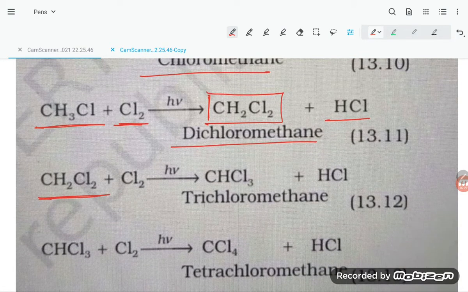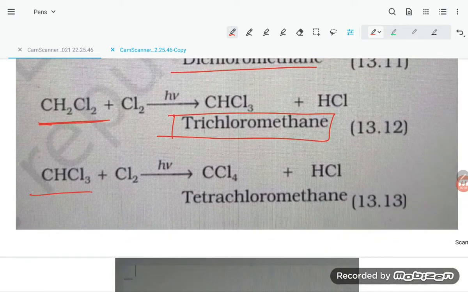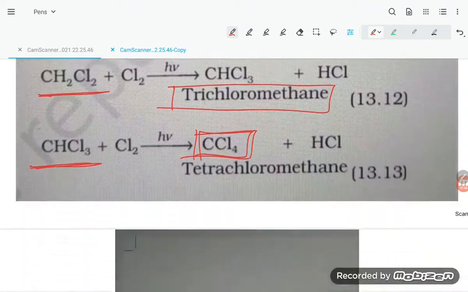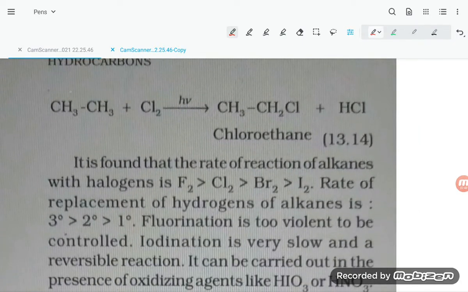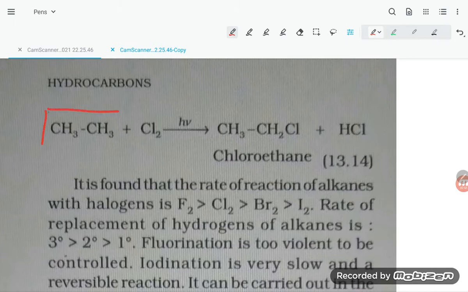If dichloromethane is there, you can treat it with chlorine, and trichloromethane, CHCl3, will form. Then CCl4 will form, carbon tetrachloride. So every time one hydrogen atom is replaced by a halogen atom, this is what is known as substitution reaction, students. Now in the same way, if you take ethane, you can treat it with chlorine in the presence of sunlight. One hydrogen atom is replaced and it gives chloroethane and HCl.